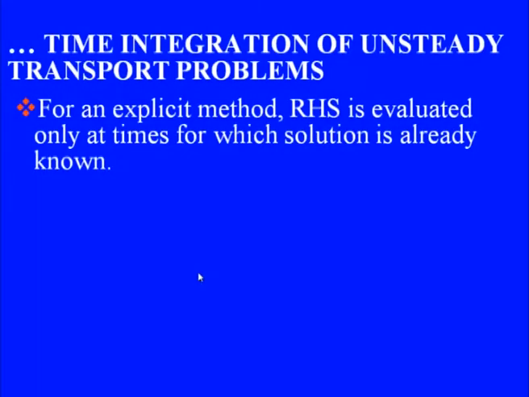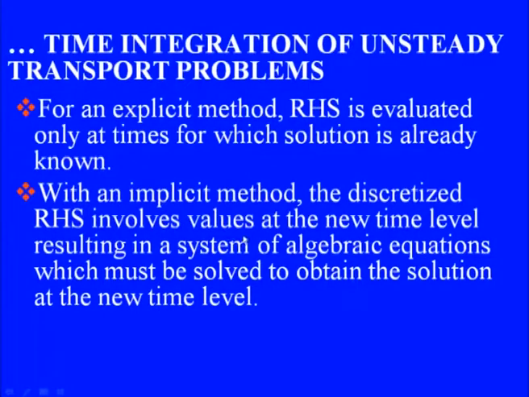Now if we use an explicit method, everything in the right hand side is evaluated only at times for which the solution phi is already known. If you use an implicit method, the discretized right hand side would involve values at the new time level, which would result in a system of algebraic equations which must be solved to obtain the solution at the new time level.